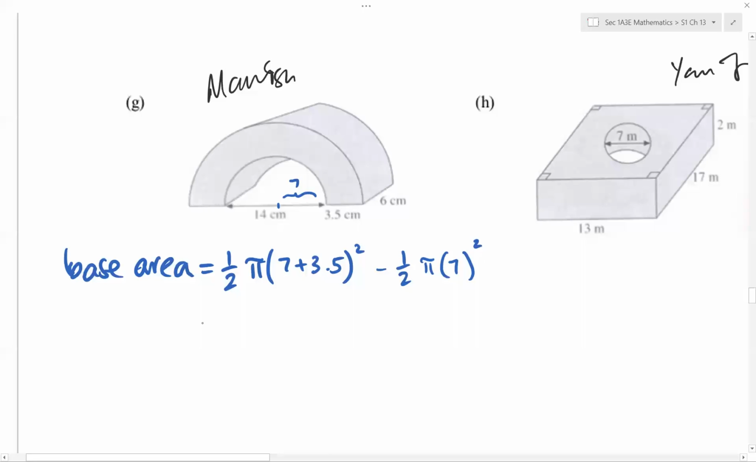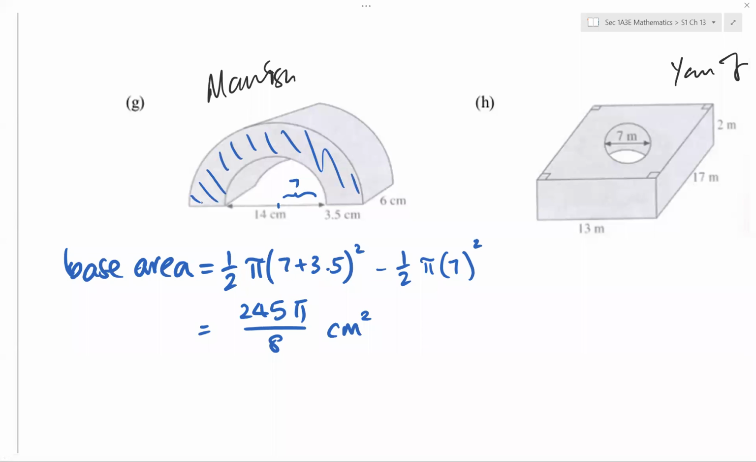Let's see what we get. 7 plus 3.5, 10.5 squared, minus 49, divided by 2, 245 pi over 8. This is my base area. Just to make it very clear to you, I'm now shading the base area. Can you understand why there's a subtraction? It's just a big semicircle minus small semicircle, that's all. We get 245 pi over 8. I'm leaving it in terms of pi because I want all the 5 SF.